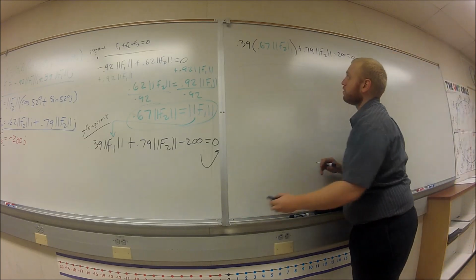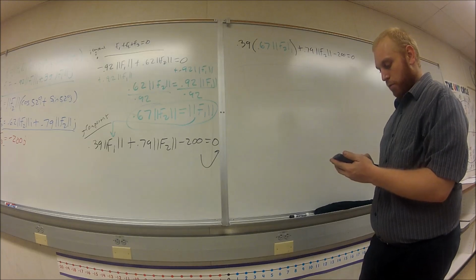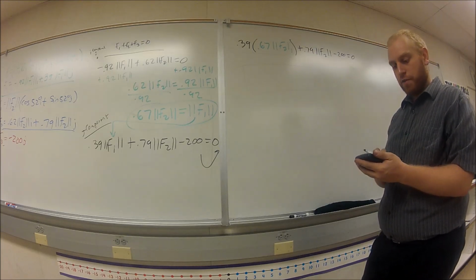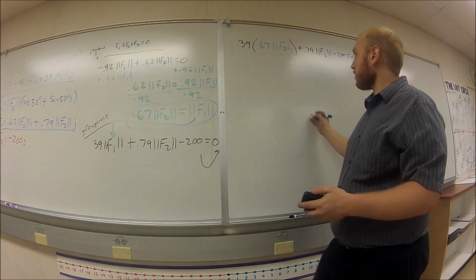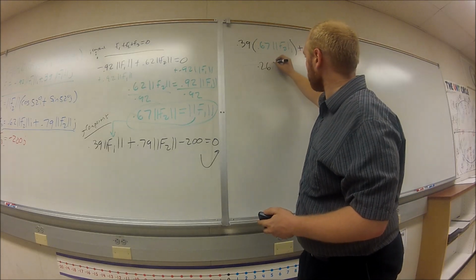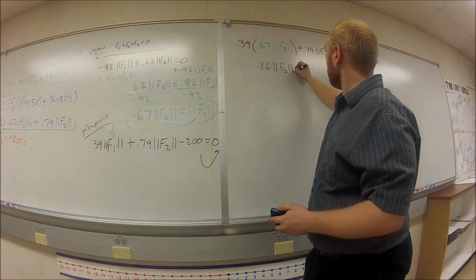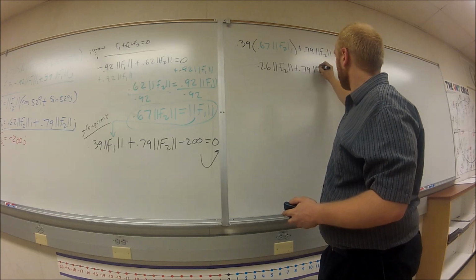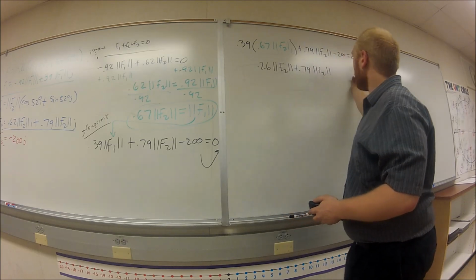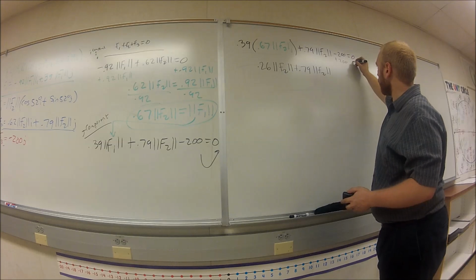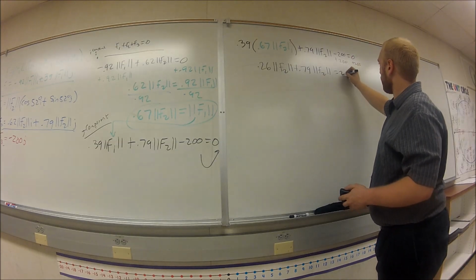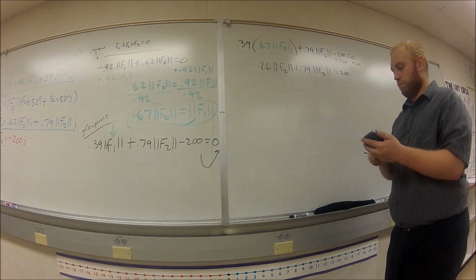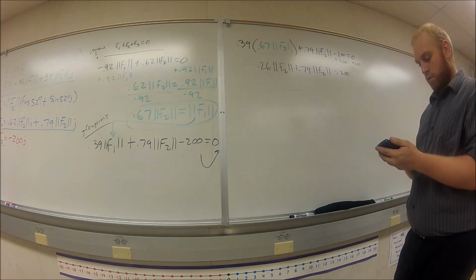Well, let's multiply that out. 0.39 times 0.67 is 0.26. So 0.26 times the magnitude of F2 plus 0.79 times the magnitude of F2. I'm going to go ahead and move this over because we know we're going to have to anyway. Combine like terms.